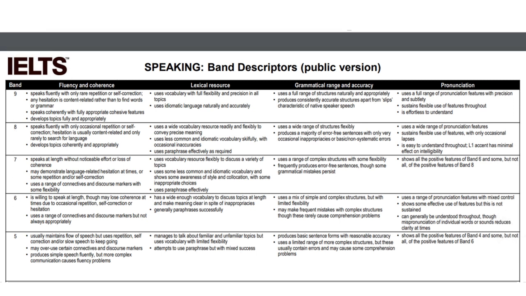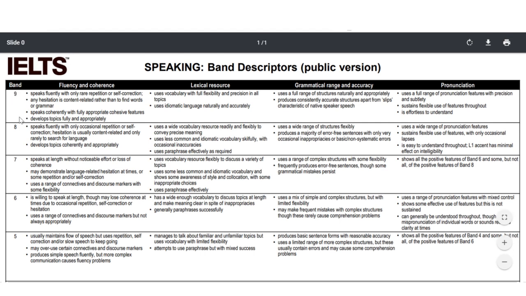Here we've got our fluency and coherence category. And here you can read exactly what you need to do to get a band 9 for the fluency and coherence band descriptor. Here you can see what you need to do to get a high score for the lexical resource category, also known as the vocabulary category. Here you can see what you need to do to get a band 9 in your grammar category, and here for the pronunciation category.